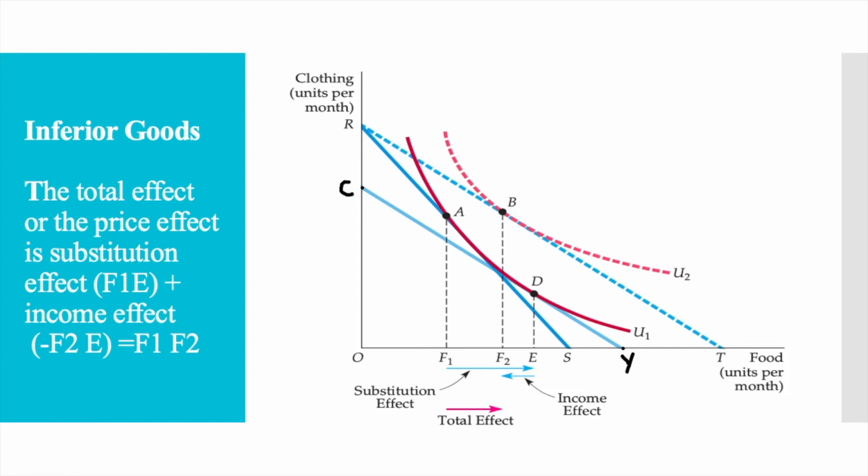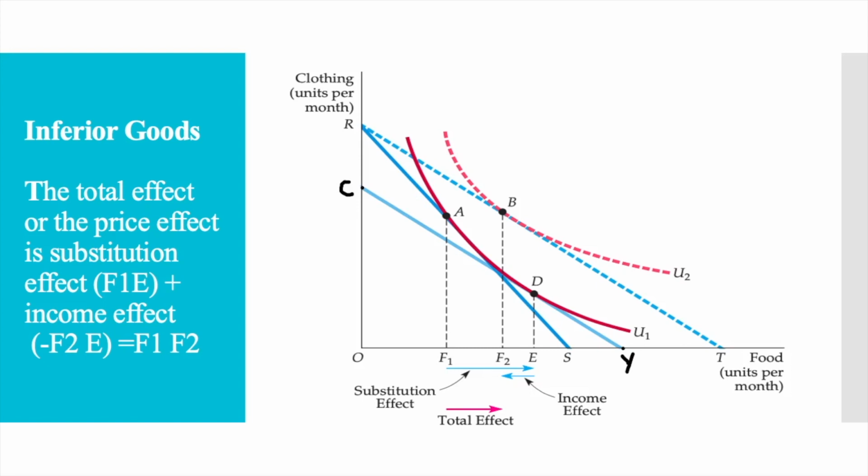We know that in case of an inferior good, income effect is negative, as a fall in income raises the quantity demanded of the good. But here, as we can see, the substitution effect is so strong, as shown by the movement from A to D. That is F1E. So, the substitution effect is dominating the income effect in case of an inferior good, as shown by this example. So, the total effect or the price effect is substitution effect, that is F1E plus income effect, that is minus F2E, which is F1, F2.